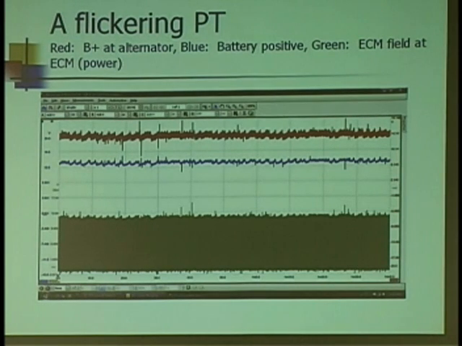Then we have time for one more. This is a flickering PT Cruiser. Not unusual. You expect there's a problem with the charging system. You see the lights, everything flickering as it runs.